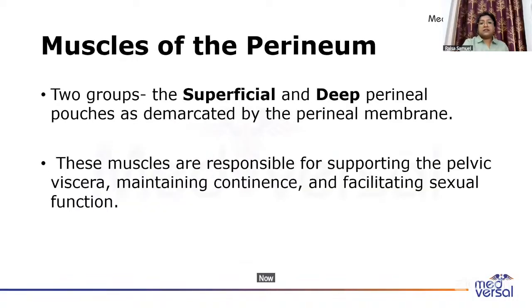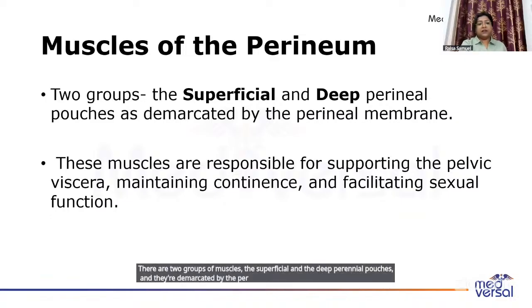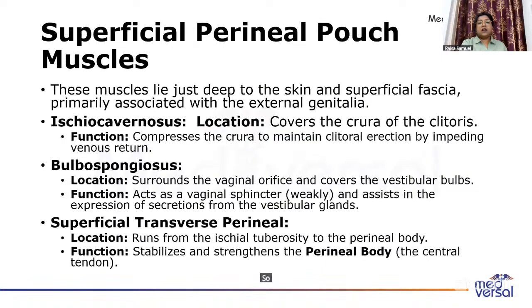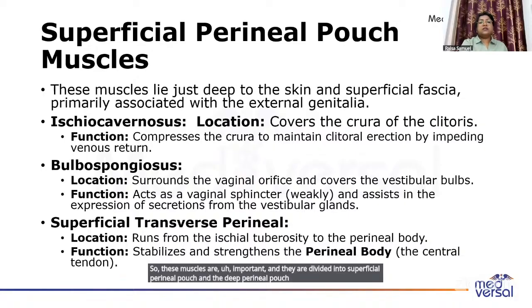Now going on to the muscles of the perineum. There are two groups of muscles, the superficial and the deep perineal pouches, and they are demarcated by the perineal membrane. These muscles are responsible for supporting the pelvic viscera, maintaining continence, and facilitating sexual function. So these muscles are important. The superficial muscles lie just deep to the skin and the superficial fascia. Primarily, they are associated with the external genitalia.